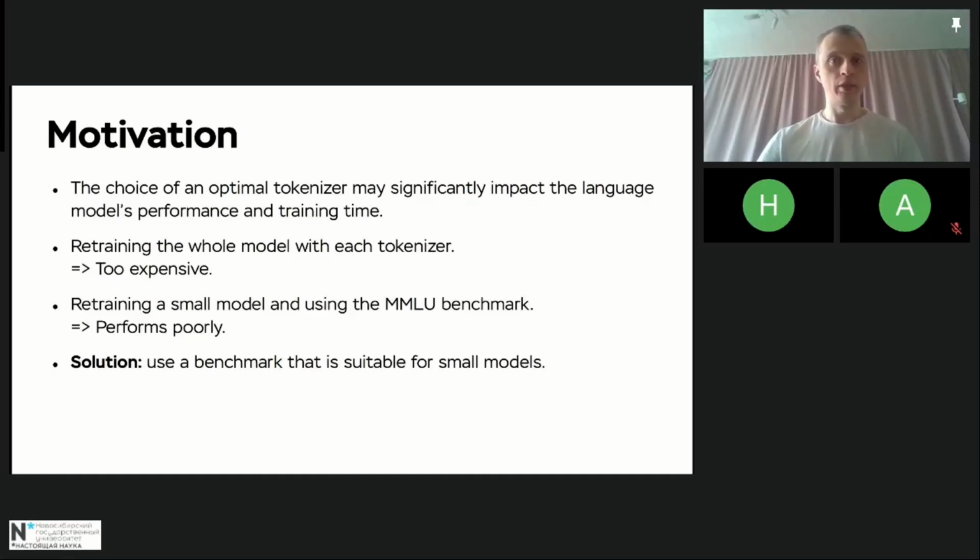To address this limitation, we propose to use a benchmark specifically designed for small models. This allows to make efficient comparison of tokenizers by training only small-scale models and selecting the most effective tokenizer based on their performance in a more appropriate evaluation setting.